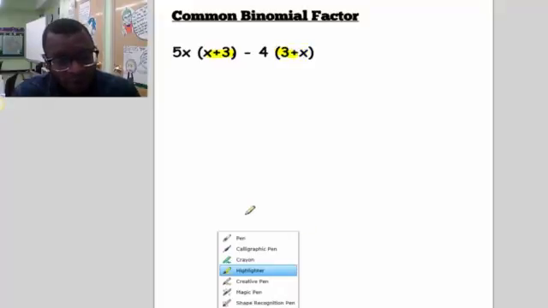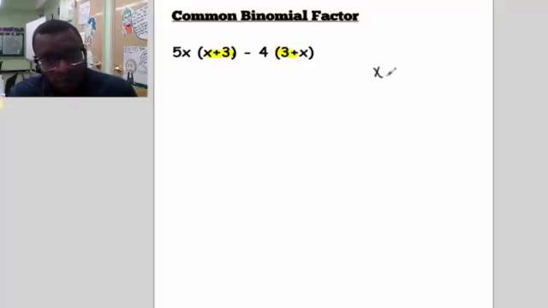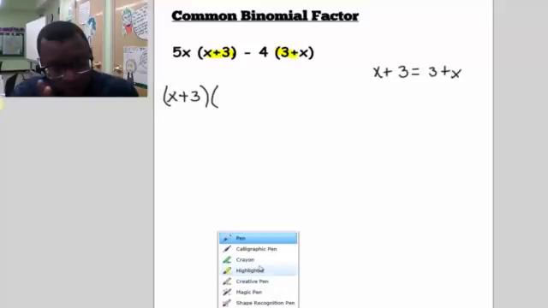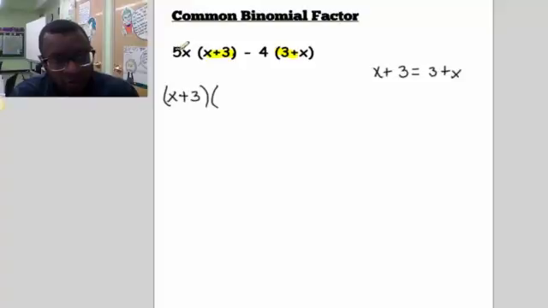Okay, and I just want to make note that, remember, x plus 3 is equivalent to 3 plus x by the commutative property of addition. We know that we will get the same result. Okay, so that's why these two are equivalent common binomial factors. And so what we're going to do is factor that out. Now you can choose to write it either way. I'm going to write it as x plus 3. And then what I'm going to do is group my leftover terms. So my leftover terms will be this and the operation.